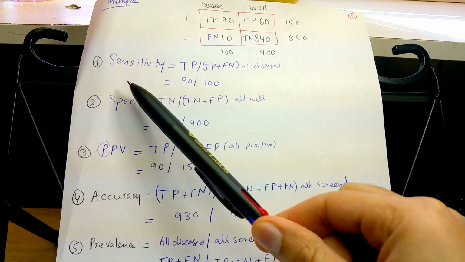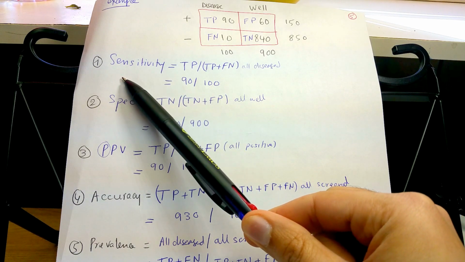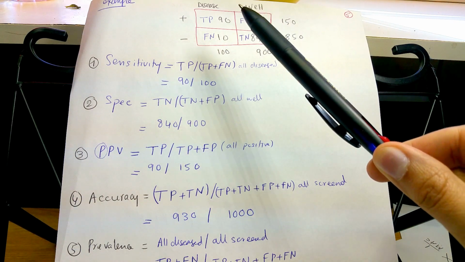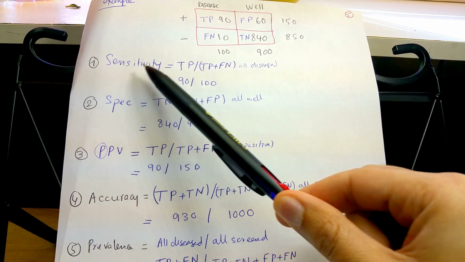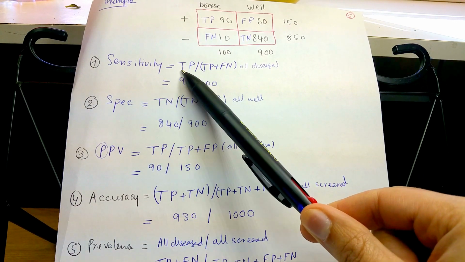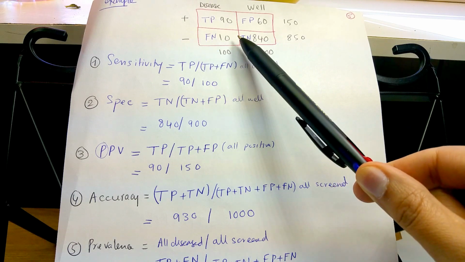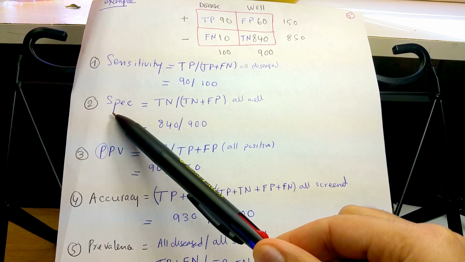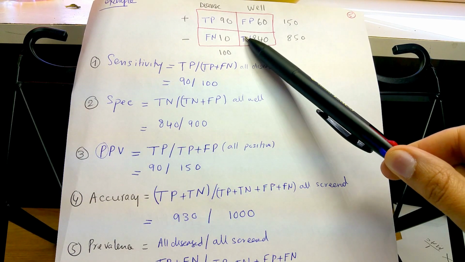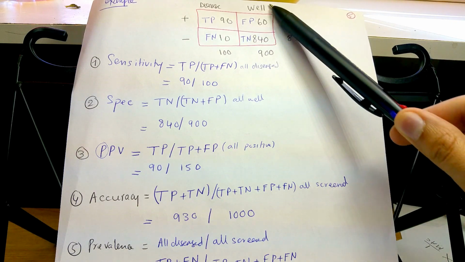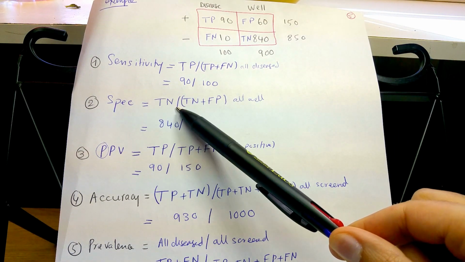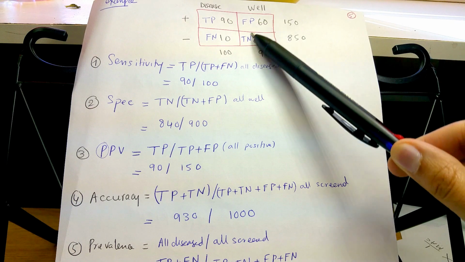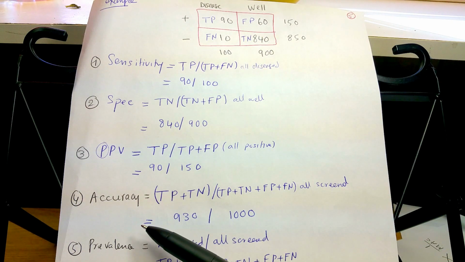So in this example, we want to get the sensitivity. We said that sensitivity is the left column. In sensitive, people are diseased. We're getting the true positive among all diseased, so 90 over 100. Well, in specificity, we want to get the people who are well: the true negative among all people who are well, 840 divided by 900. All people who are well is true negative plus false positive.